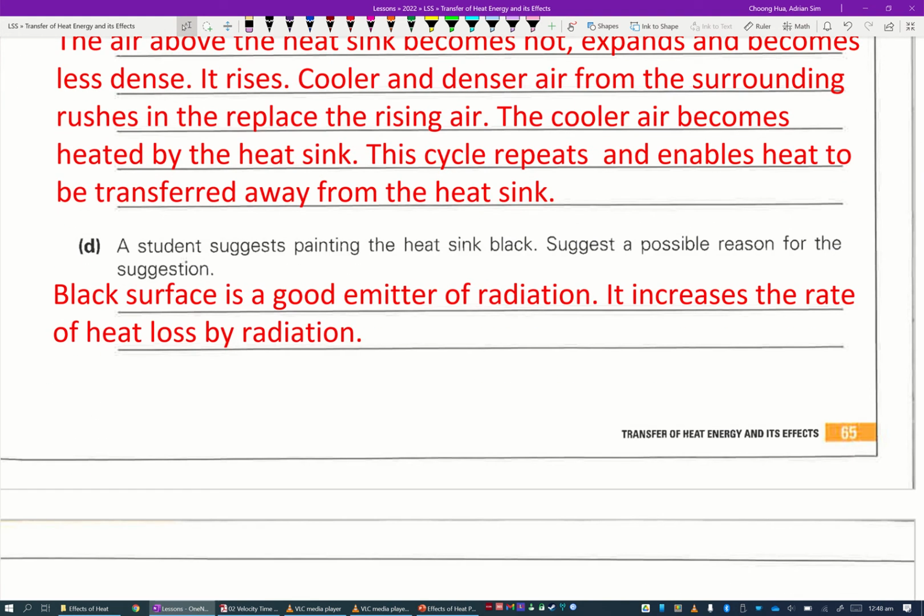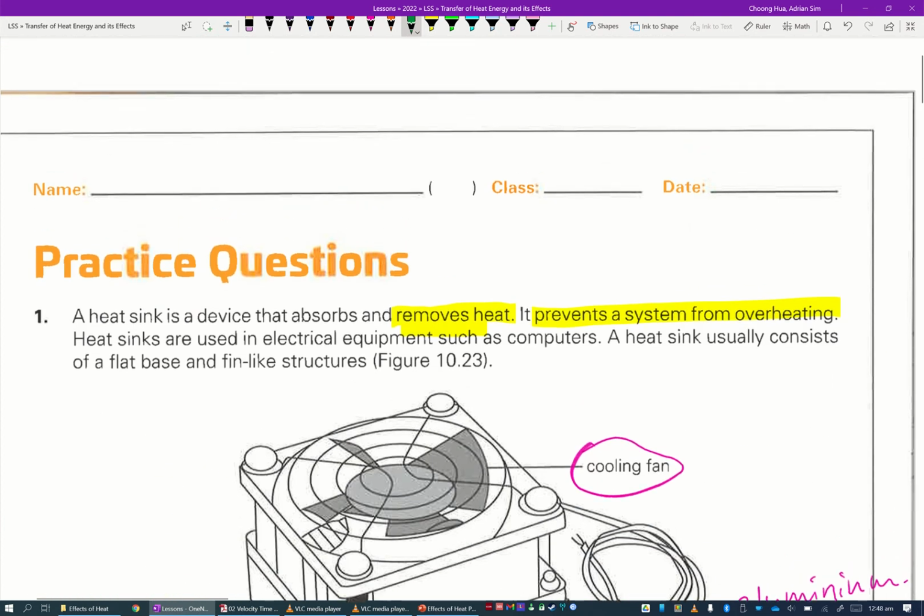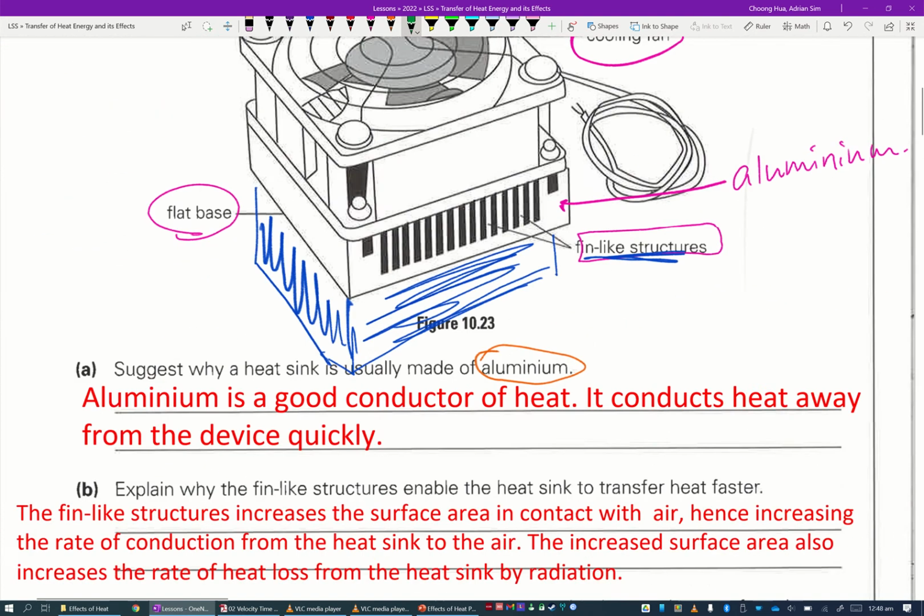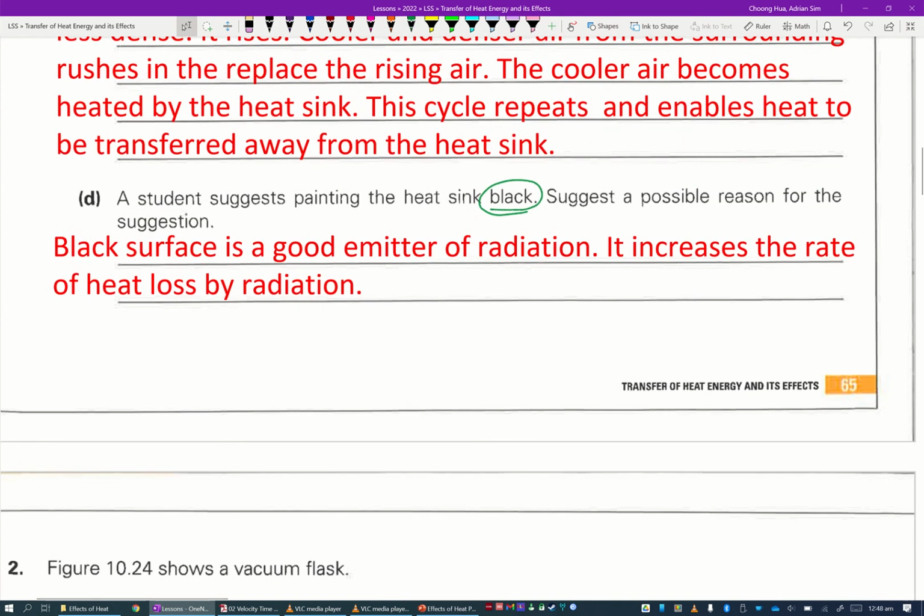A student suggests painting the heatsink black. So suggest a possible reason for this suggestion. Okay, the fact that they tell you black surface, that should intuitively tell you that it's actually a good emitter of radiation, because, remember the original question, remove heat, and hence it has to be a good emitter of radiation to increase the rate of heat loss by radiation.